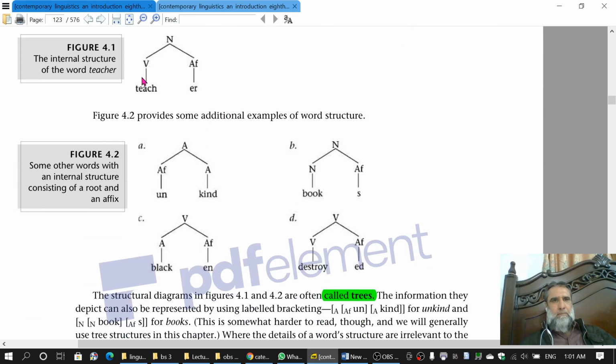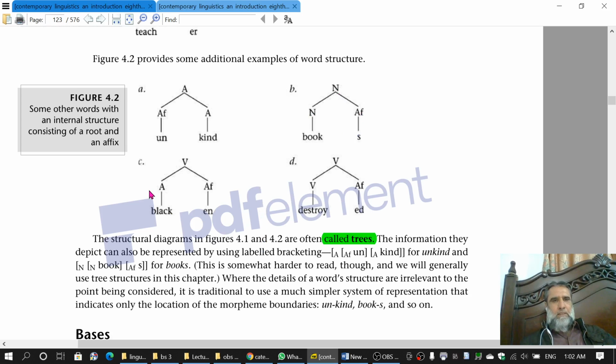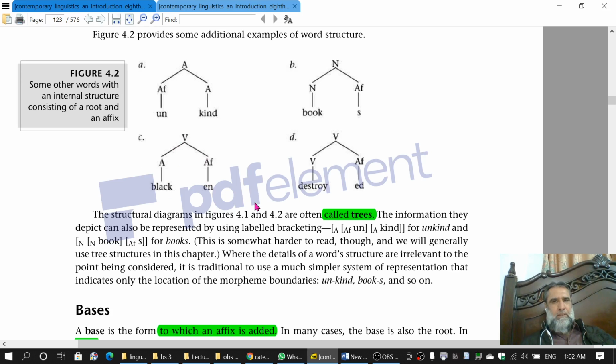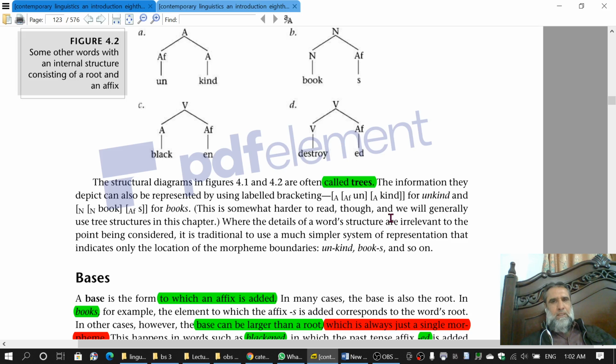और ये ट्री डायग्राम कहलाता है. इसी तरीके से अन और काइंड मिलते हैं. इसमें काइंड ये रूट है, ये अन एफिक्स के साथ मिलता है, दोनों मिलके अनकाइंड बनाते हैं जो कि फिर एक एडजेक्टिव है. बुक और एस मिलते हैं, बुक नाउन है, एस एफिक्स है, दोनों मिलकर बुक्स बनाते हैं, ये भी नाउन है. ब्लैक एडजेक्टिव है, ई एन एफिक्स है, दोनों मिलके ब्लैकन बनाते हैं जो कि वर्ब है. डिस्ट्रॉय और ईडी मिलके डिस्ट्रॉयड बनाते हैं, डिस्ट्रॉय वर्ब है, ईडी एफिक्स है, पास्ट बनाने के लिए ईडी इस्तेमाल करते हैं और ये वर्ब बनाता है डिस्ट्रॉयड और इसको ट्री डायग्राम्स भी कहा जाता है.